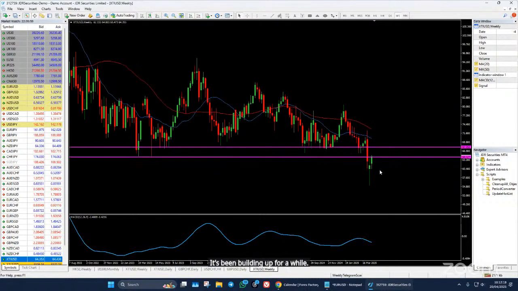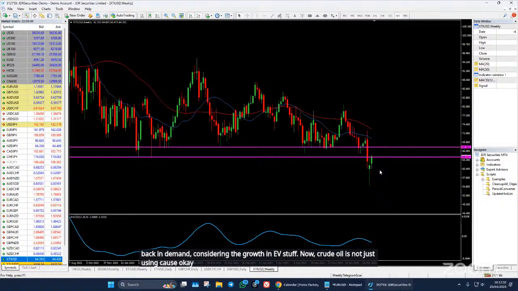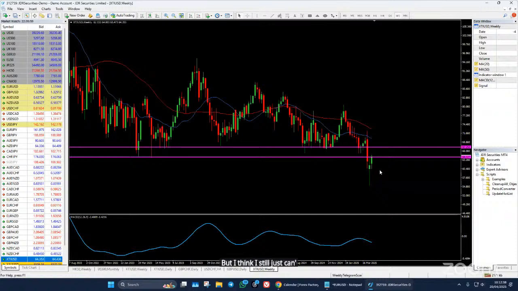And again, aside from a couple of tricks here and there, I can't really see oil coming back in demand, considering the growth in EV stuff. Now, crude oil is not just used in cars, okay? It's used in so many other things, so many other processes. But I still just can't really see it somehow coming back in demand. I think overall, aside from the oil industry, most people are very keen to move away from this.